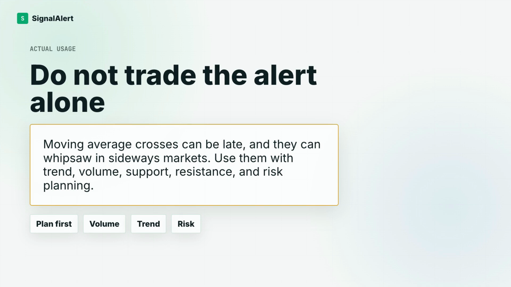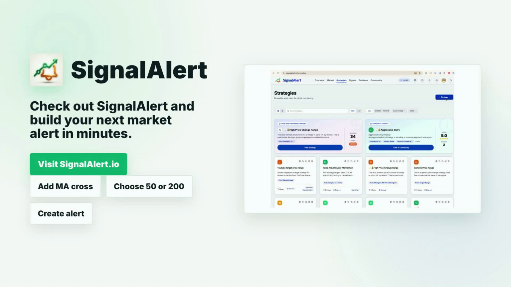Check the broader trend, volume, support, and resistance, and your risk before acting. In Signal Alert, add MA50 cross or MA200 cross. Choose whether you want cross above or cross below and create the alert for the stocks you care about.